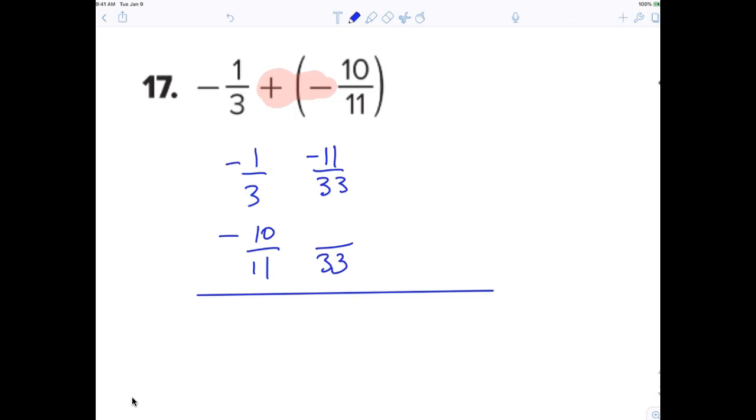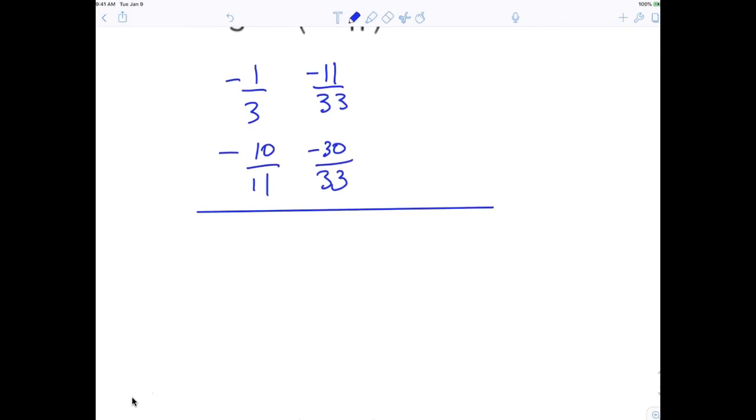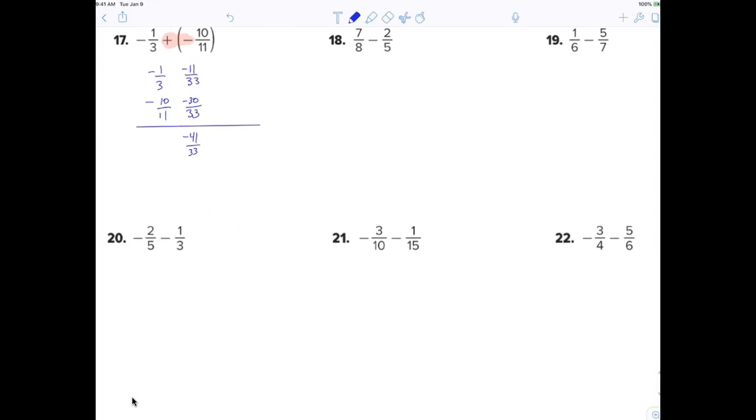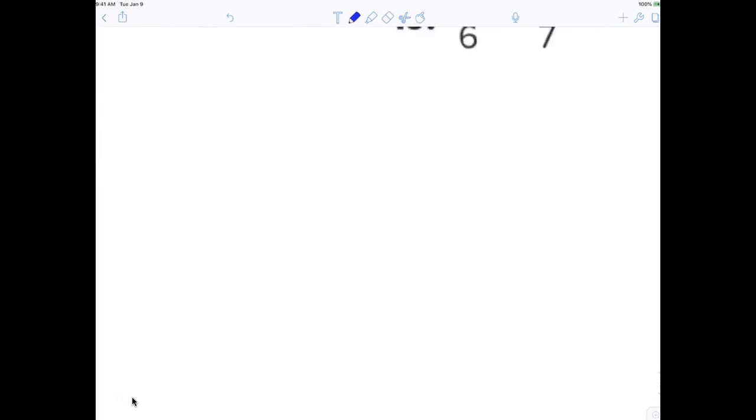What type of 30? Negative. Yes. So now, negative 11 minus 30, what's that? Negative 41. Right, good job. Negative 41 over 33. Feels good, doesn't it? Take your time. No need to rush. There's no prize for first place. All right, 19.